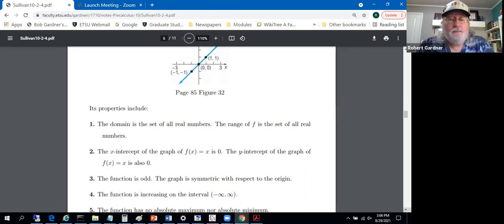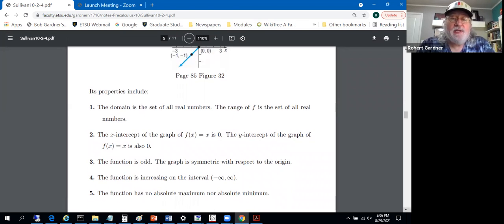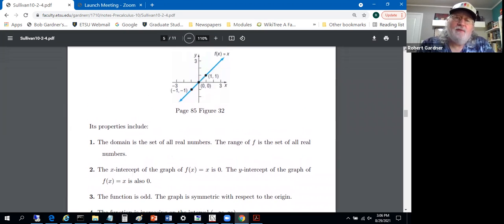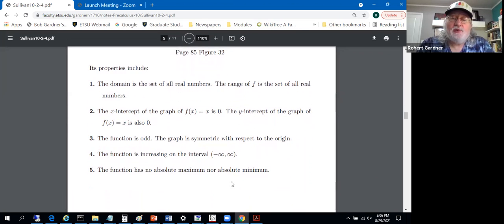What else? Increasing and decreasing, it's always increasing. Read from left to right, it's always going uphill. And in terms of extrema, there's no lowest point or highest point on the graph of this. It's unbounded below and above. So this one has no absolute max and no absolute min.